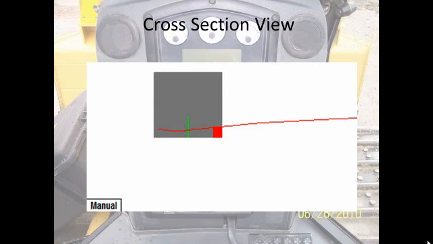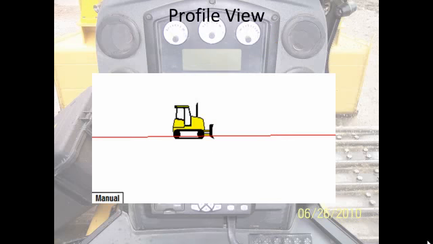Selecting the next key brings us into our profile view. The profile view is simply a view of the project, as if viewing the machine from the right side. The red line again represents finished grade.